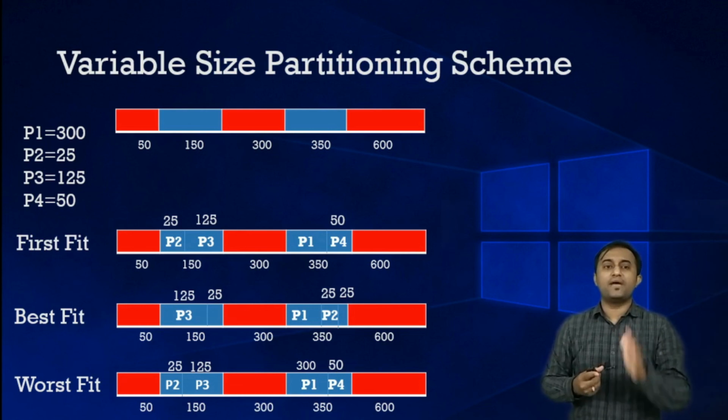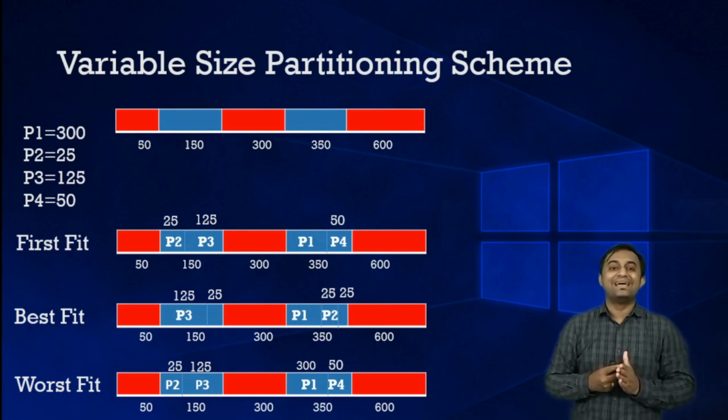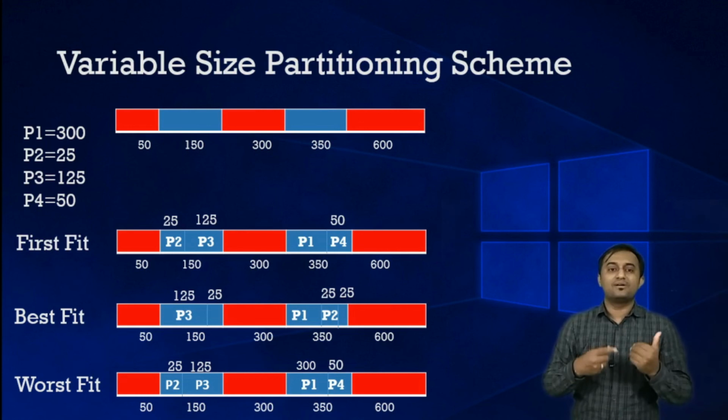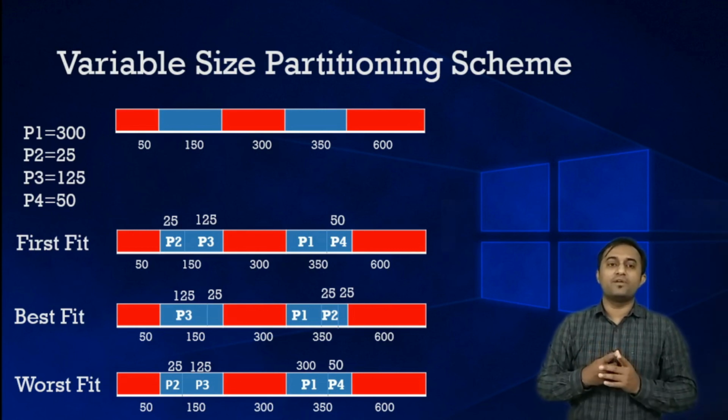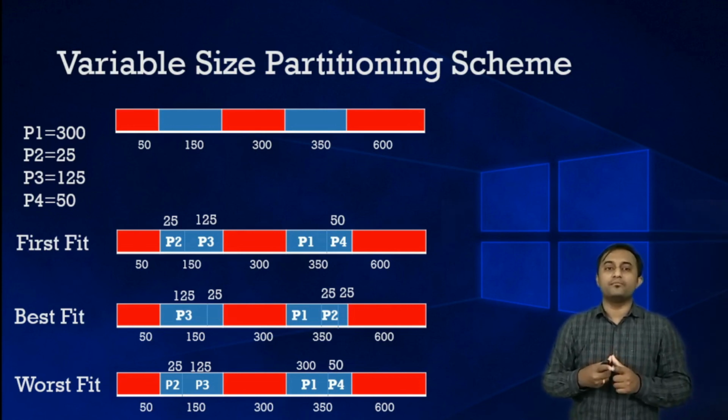Okay. When P3 arrives, P3 requires exactly 125. Yes. So the same size of block we have in the case of the second slot. So 125 can be easily accommodated in the second block of memory. So P3 is accommodated in 125. Now P4 requires 50 KB. So luckily we have a 50 KB block available in the second last slot. So P4 can be easily accommodated.